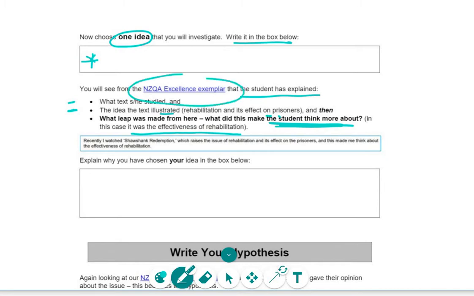So we've got the link there again, so click on it and just have a look just at the intro. I've got it here anyway. So here's the beginning. Recently I watched Shawshank Redemption, which raises the issue of rehabilitation and its effect on the prisoners. And this made me think about the effectiveness of rehabilitation. So does it work or not? Okay, so explain here in this box why you have chosen your idea. So what text, so you're going through this process here. What text you studied, what idea was illustrated, and what it made you think about. So write that in this box.